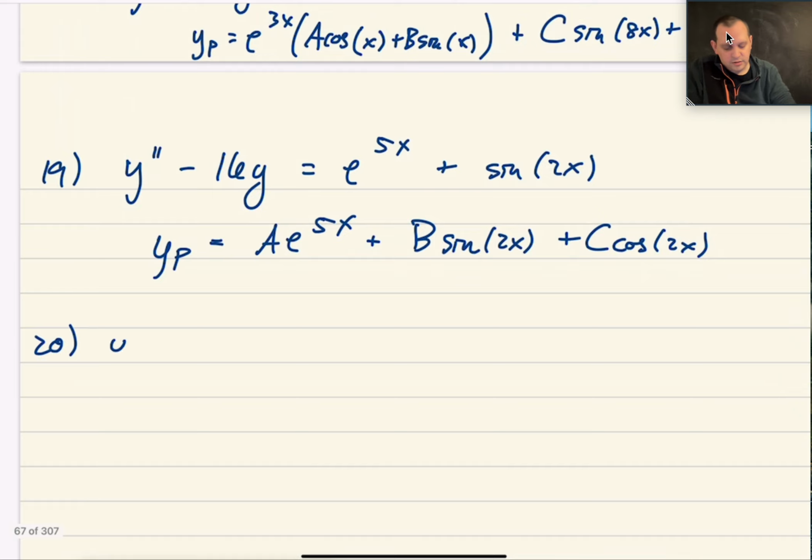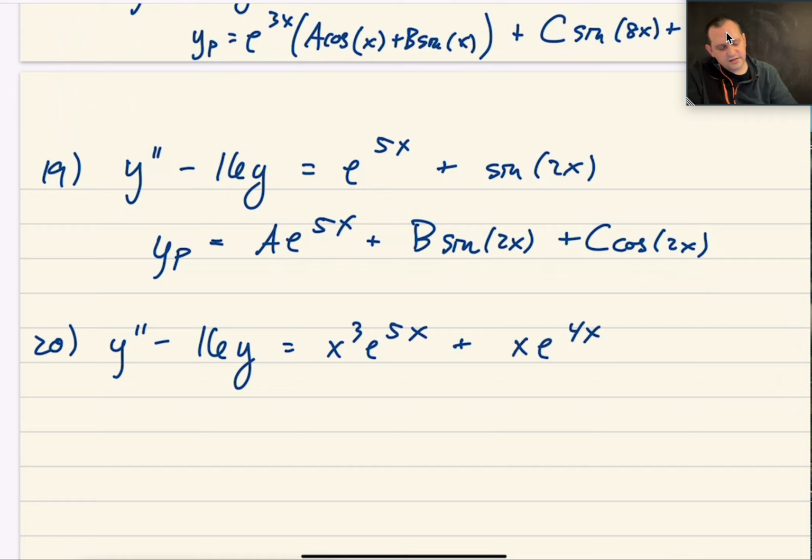And a little bit more general than that, if you were to have y double prime minus 16y equals, let's say we were to have x cubed e to the 5x plus x e to the 4x plus sine of x. Okay, so let's say that that's the equation that we would need to find. This one is incredibly mean. I wouldn't actually ever do this and expect you to find all the values, but in principle we could figure out what the shape of the particular solution is going to look like.